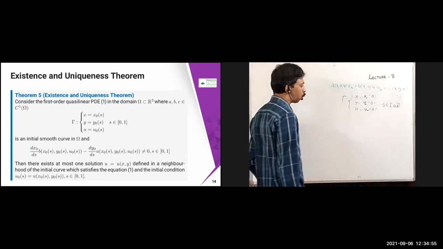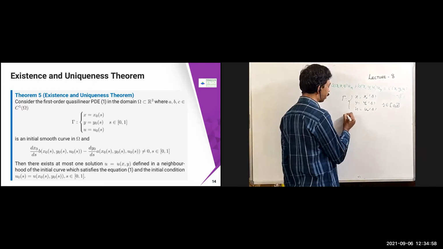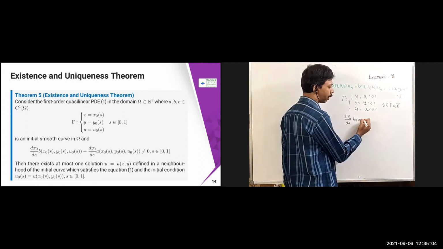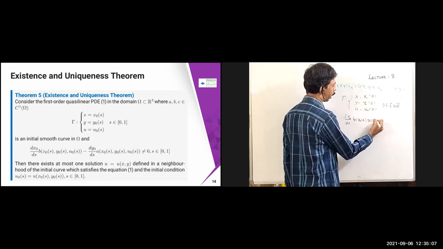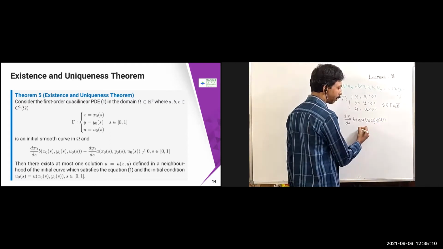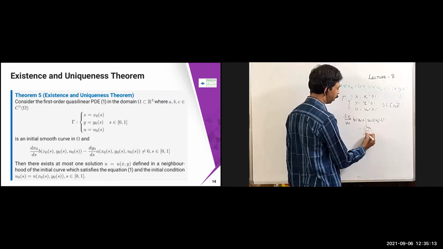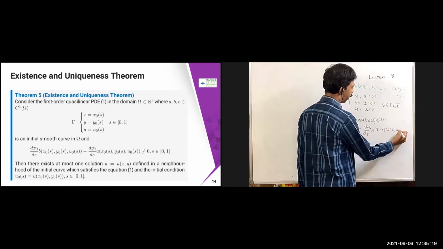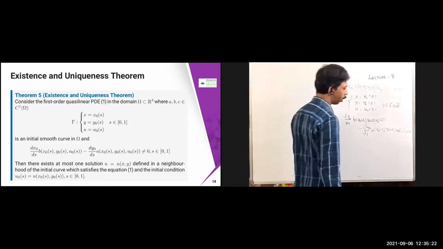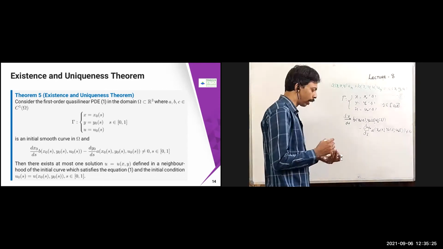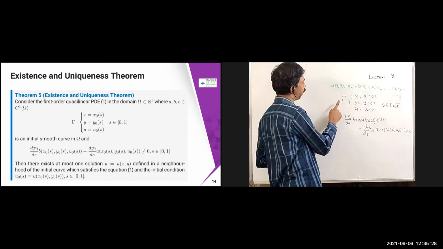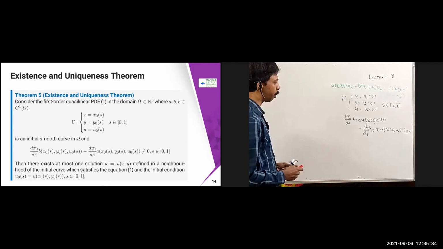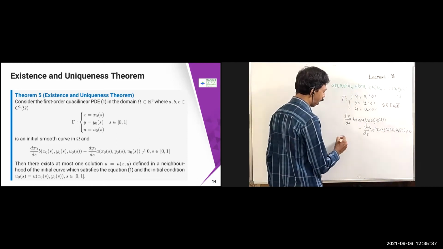So this is an initial smooth curve in omega, and this condition is satisfied: dx naught by ds into B of x naught of s, y naught of s, u naught of s, minus dy naught by ds divided by A of x naught of s, y naught of s, u naught of s is not equal to 0. This is called the transversality condition. We'll see it. So these conditions are satisfied. This is the given PDE, and gamma is an initial smooth curve, and this is not equal to 0. If this is not equal to 0, then what this theorem is going to guarantee is that there exists at most one solution.